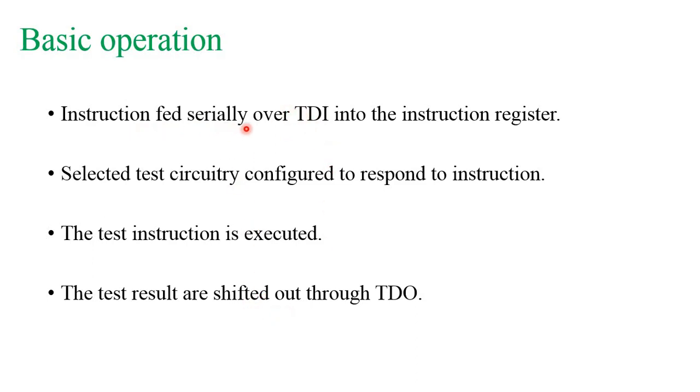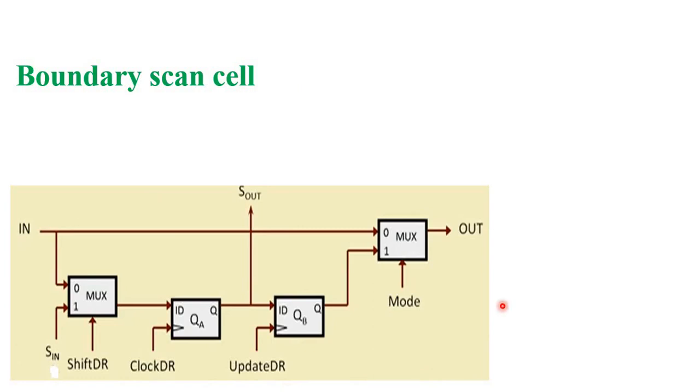So first, serially feed the signal over the TDI, and the circuit under test is configured to respond according to that instruction. The test instruction is executed, and the test result is shifted to the TDO, test data out. Now, the boundary scan cell: this is the internal architecture for the boundary scan. That means one rectangular box is present in the previous one.